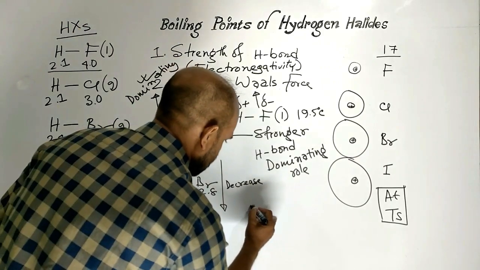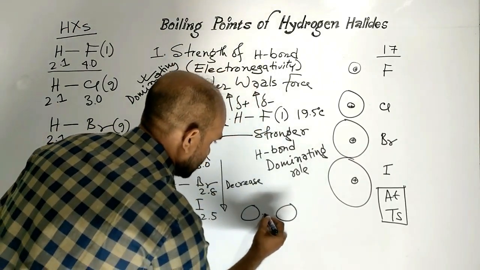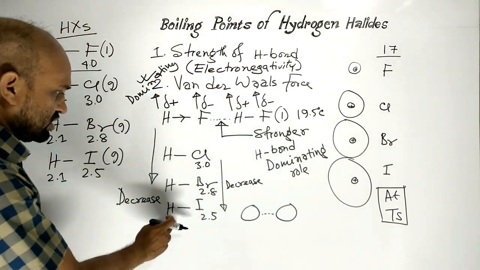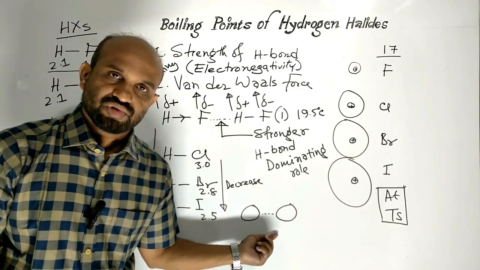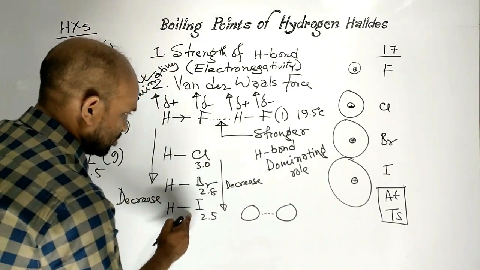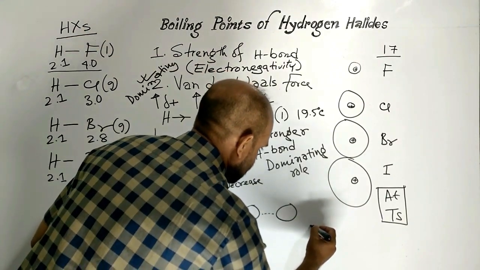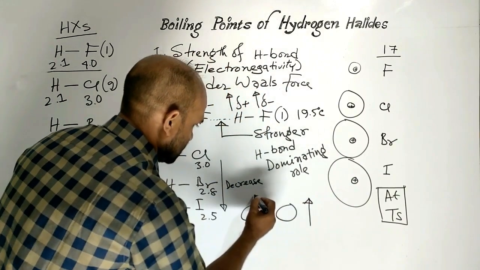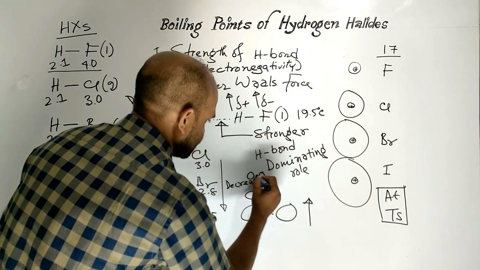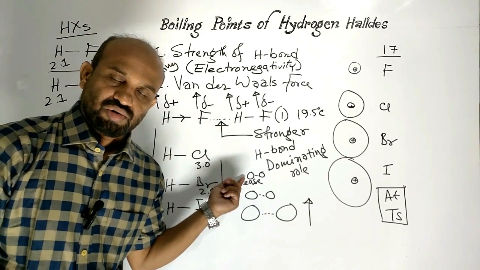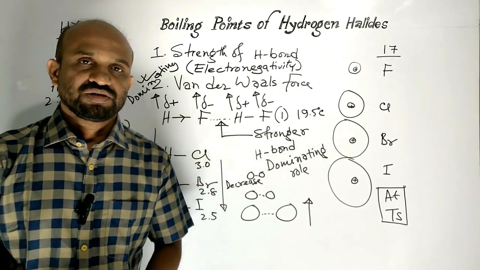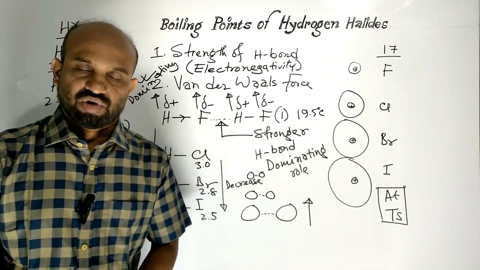That is why intermolecular attraction force increases for hydrogen iodide. We know intermolecular attraction force increases with the increase of molecular size. That is why hydrogen iodide's boiling point is comparatively higher than hydrogen bromide and hydrogen chloride, because in this case van der Waals attraction force plays a dominating role, not hydrogen bonding.